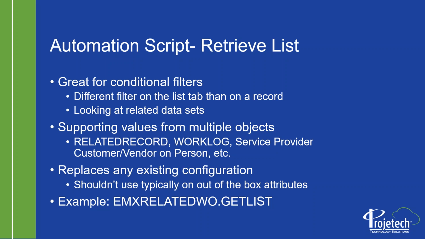I'm not a huge fan of the second option, which is trying to support values from multiple objects in a single field. But there are use cases, even out of the box, where IBM does this on a related record. Your record key could either be related to a work order, it could be a ticket-based object like SR or incident. Same thing with work log. Service provider adds some additional fields on the person record, and they have a single field for customer and/or vendor. Like it's kind of weird.